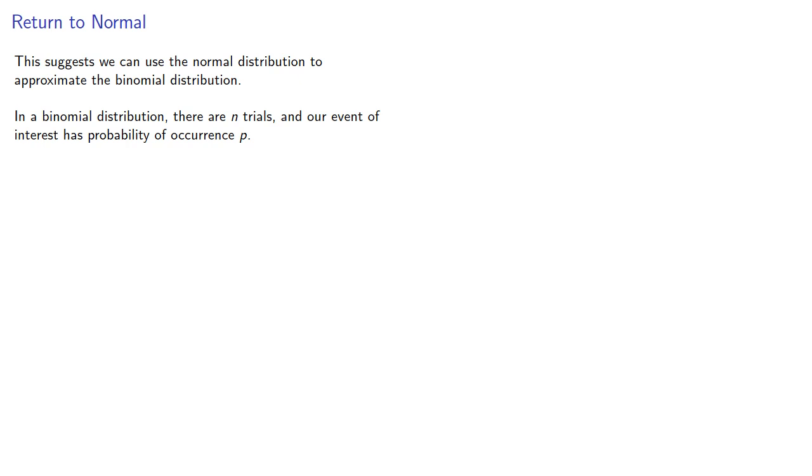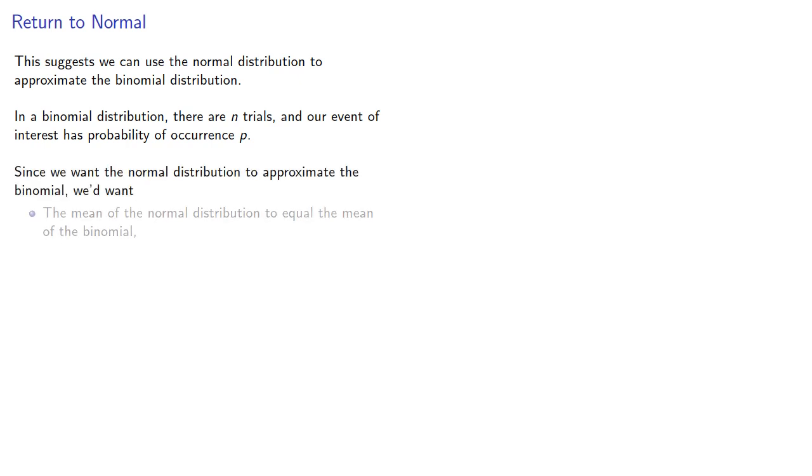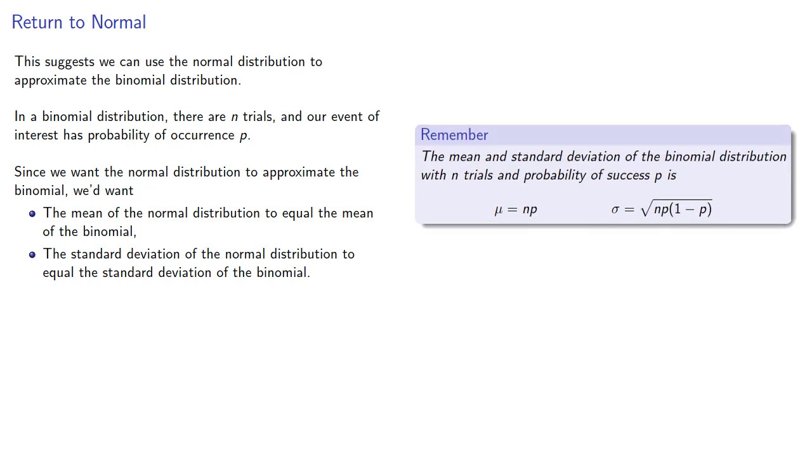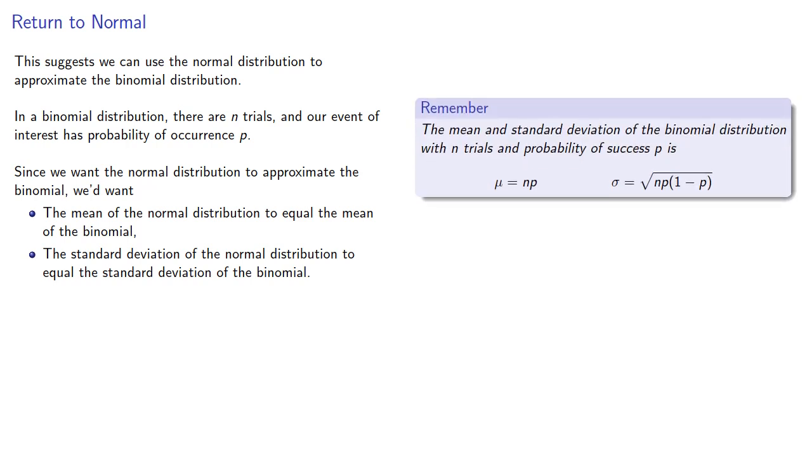In a binomial distribution, there are n trials, and our event of interest has probability of occurrence p. Since we want the normal distribution to approximate the binomial, we'd want the mean of the normal distribution to equal the mean of the binomial, and the standard deviation of the normal distribution to equal the standard deviation of the binomial. So remember that the mean and standard deviation of the binomial distribution with n trials and probability of success p will be. So what if we used a normal distribution with the same mean and standard deviation?